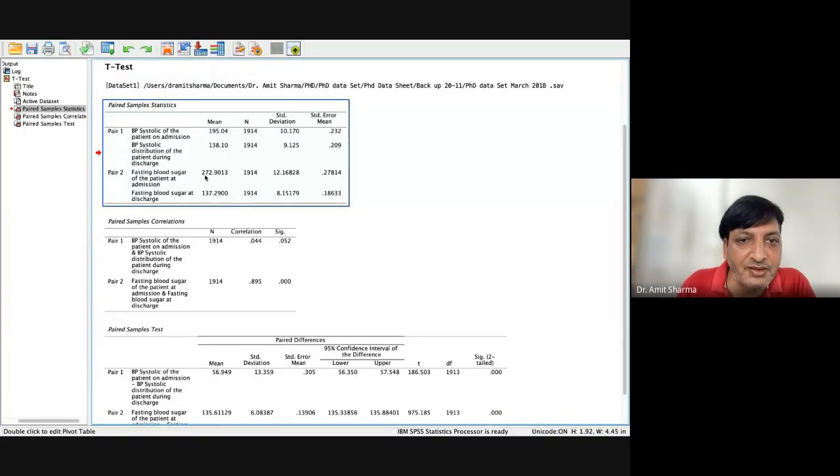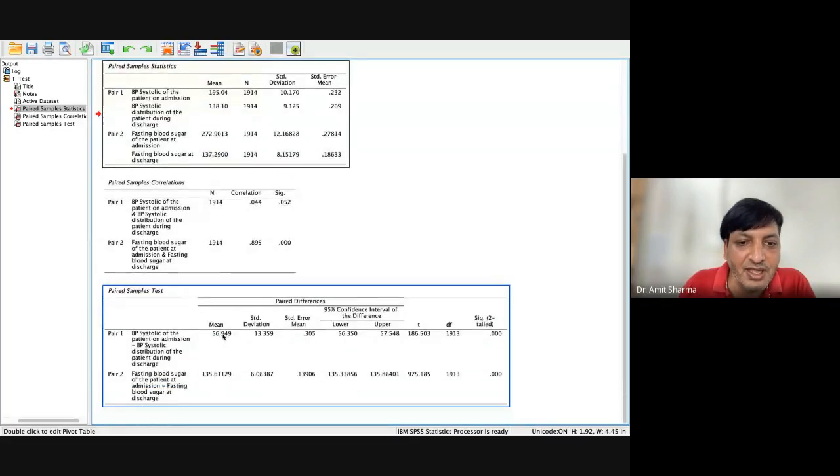Fasting blood sugar of the patient when admitted was 272, mean overall of 1914 patients, but the standard deviation was too much, 12, and fasting blood sugar at discharge is 137 actually. So whatever treatment they are giving for hypertensive patients and whatever treatment they are giving for diabetes was actually working. When they were admitted, the value was 195, and when discharged it was 138. So difference of how much? Difference of, you can see, 56 mmHg.